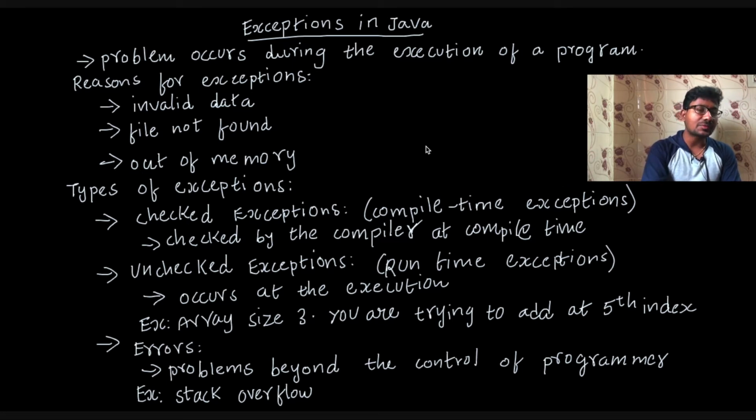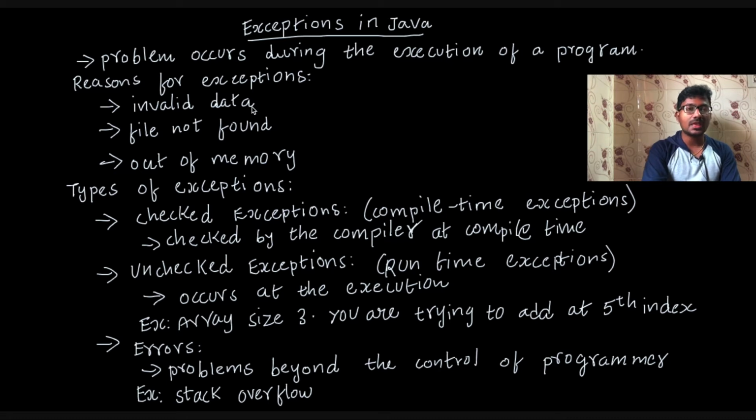Similarly, exceptions are very common in programming languages. Exceptions are problems which occur during the execution of a program. These are three common reasons for exceptions: invalid data, file not found, out of memory. So these are the very common reasons for exceptions.